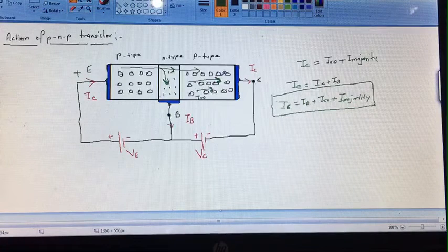So current in this region will be due to majority, that will be maximum, and a few holes, less than 5%, will recombine in the base region, and greater than 95% will move towards the collector. And here majority charge carrier will contribute that current, and also minority charge carrier ICO will also contribute the flow of current.